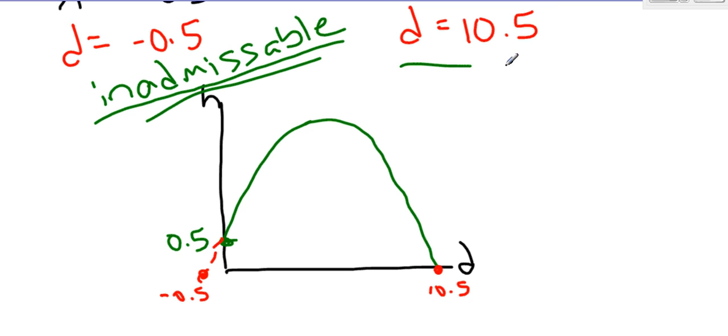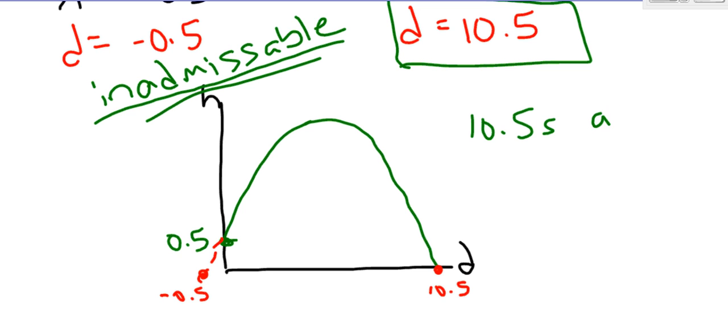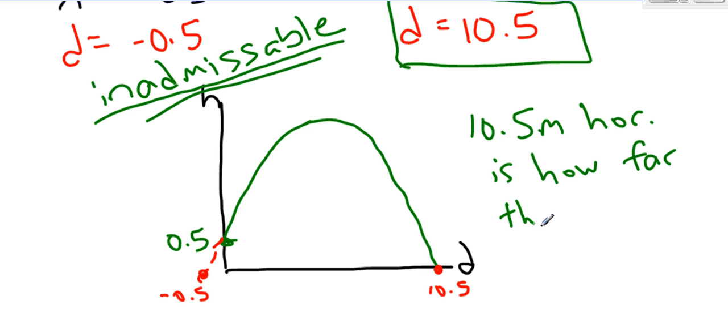The other answer of 10.5, that makes sense to me. So 10.5 seconds, nope, not seconds. Sorry, I reread the question. 10.5 meters horizontally is how far the ball traveled.